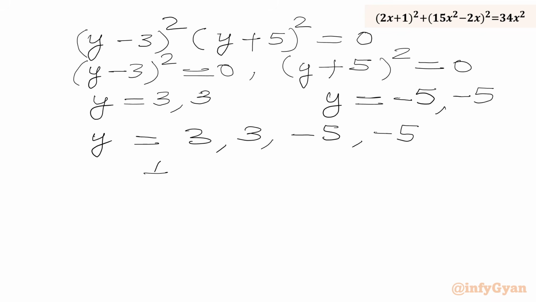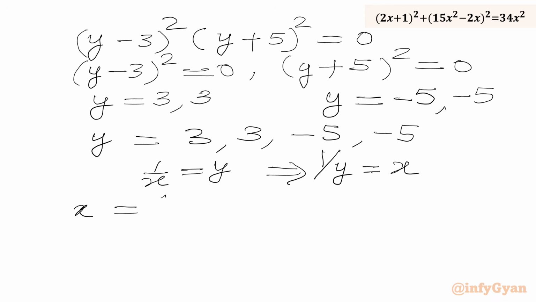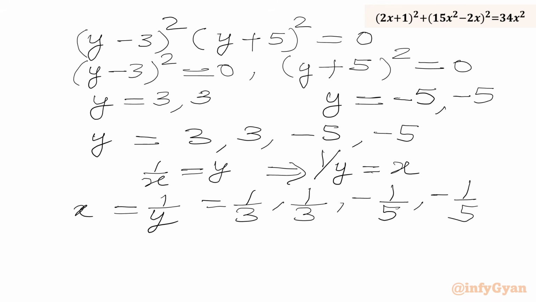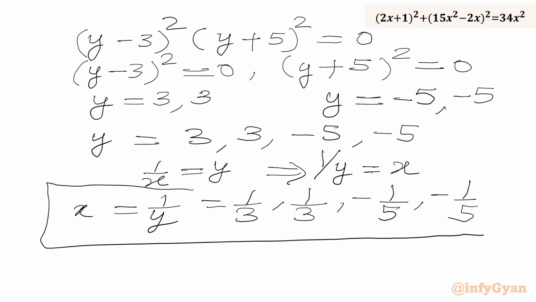Now our substitution was 1 over x equal to y. So from this equation I can write y will be equal to 1 over x or 1 over y equal to x. So I will write x will be equal to 1 over y equal to 1 over 3, 1 over 3, negative 1 over 5, negative 1 over 5. So we have 4 real solutions. This is method number 1.